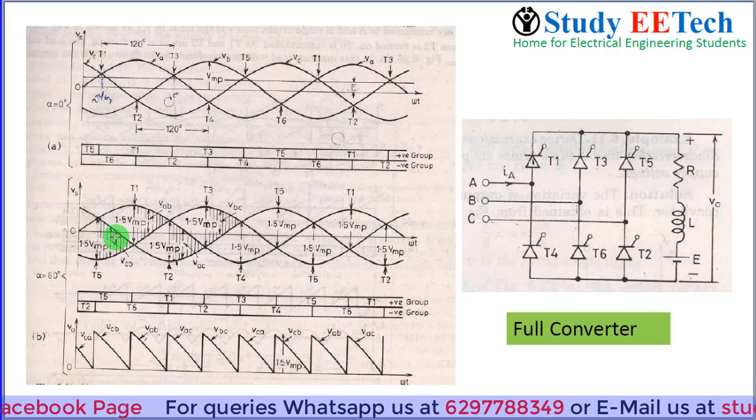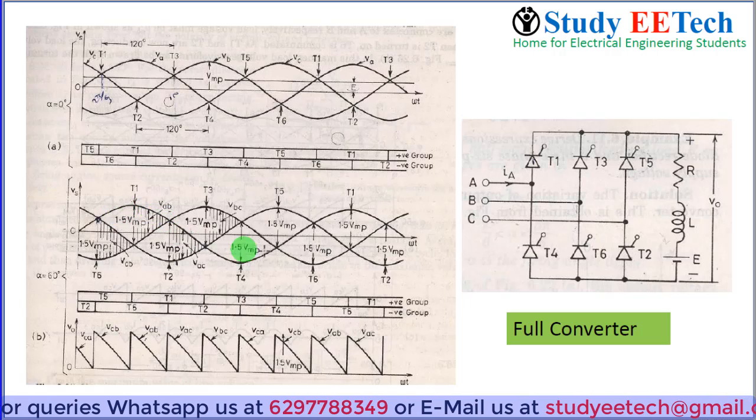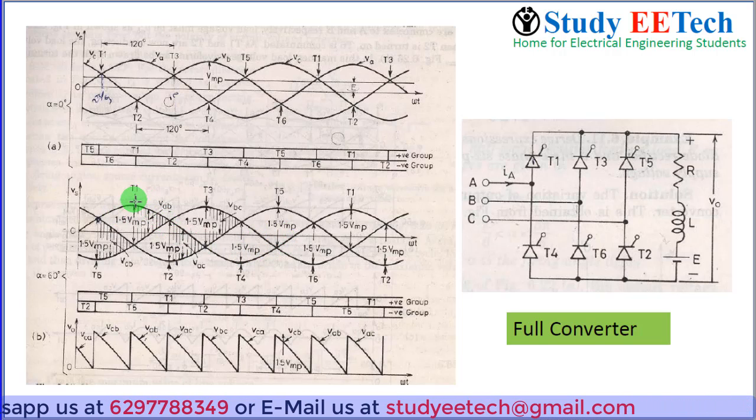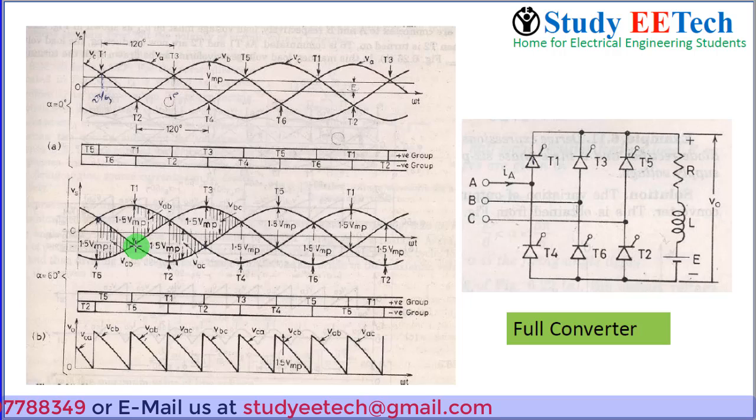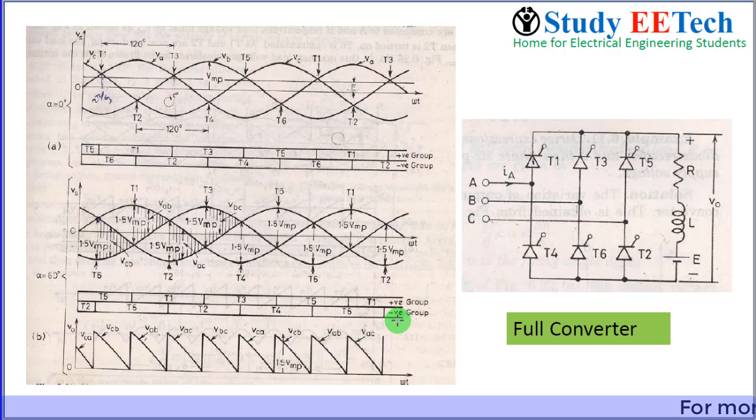So coming back to this waveform here, this is again three-phase voltages. T1 will be triggered here, T2 is not here but triggered here, T3 is triggered not here but here. Similarly, every thyristor's triggering point has been shifted by 60 degrees. So we see the conduction angles here. The upper group is called the positive group and the lower group is called the negative group.